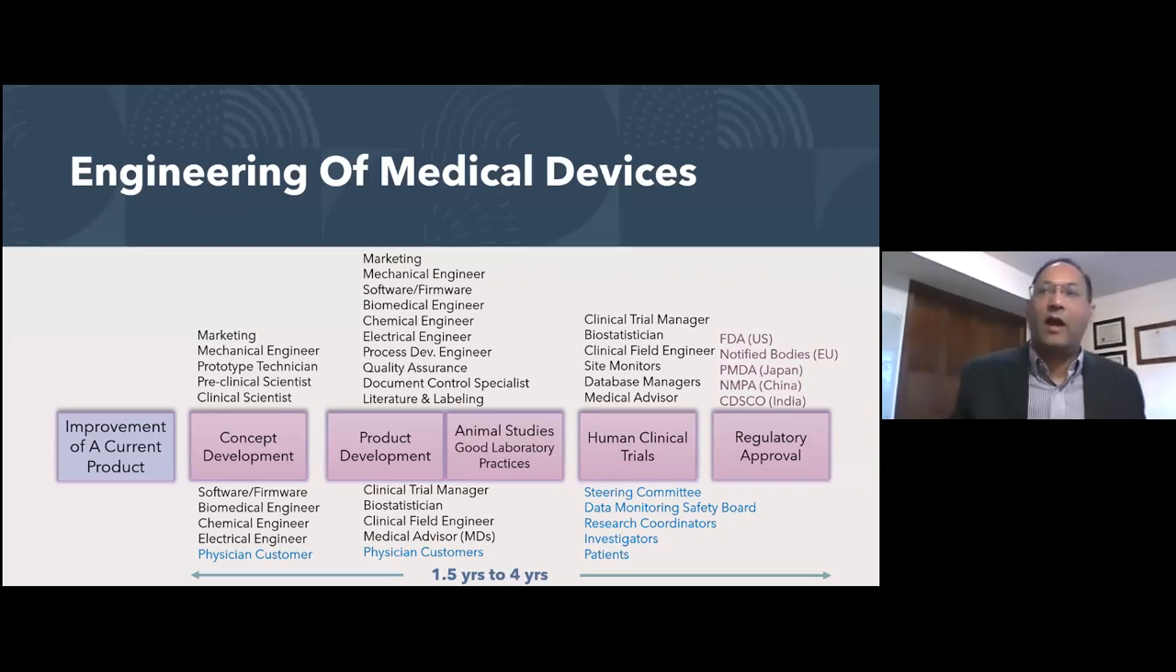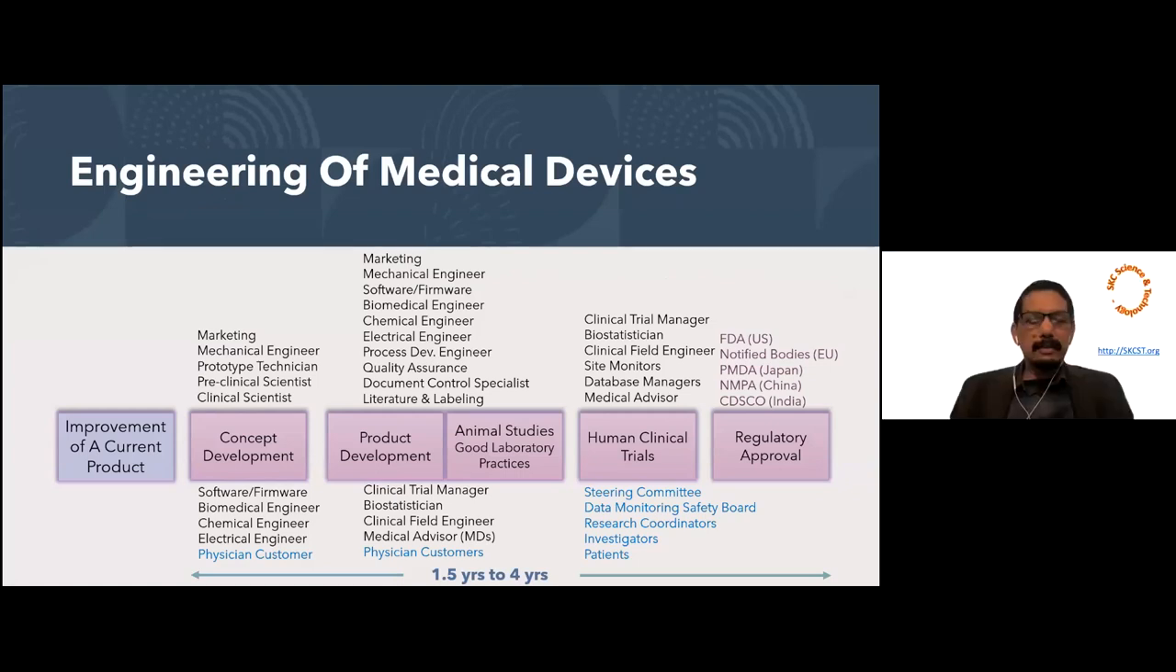Let's talk a little bit about how engineering of medical devices is done. And I should be able to take about 10 more minutes and then wrap it up. That's great. That's fine. Okay.